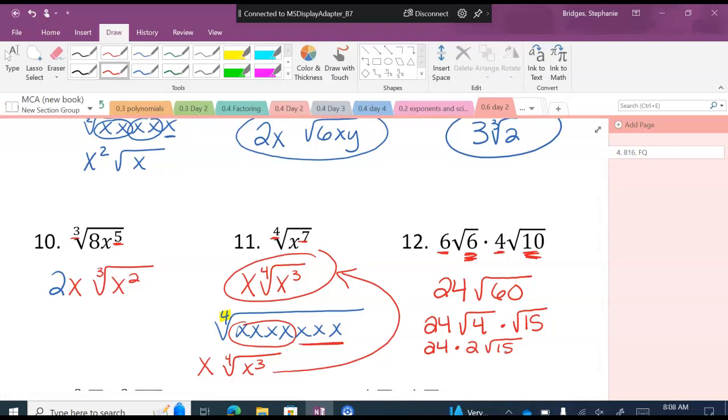And then the last thing we do is just multiply the 2 numbers in the front. 24 times 2 is 48. So my most simplified answer is going to be 48 square roots of 15. So multiply the numbers in the front, multiply the numbers under the radical, and then try to simplify from there. Are we okay with that?